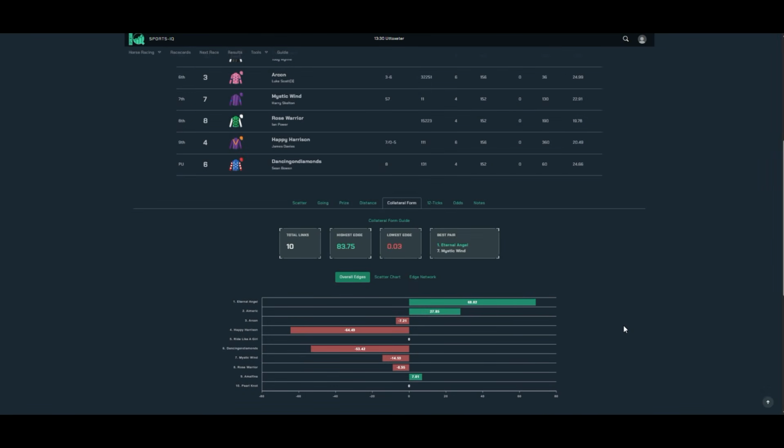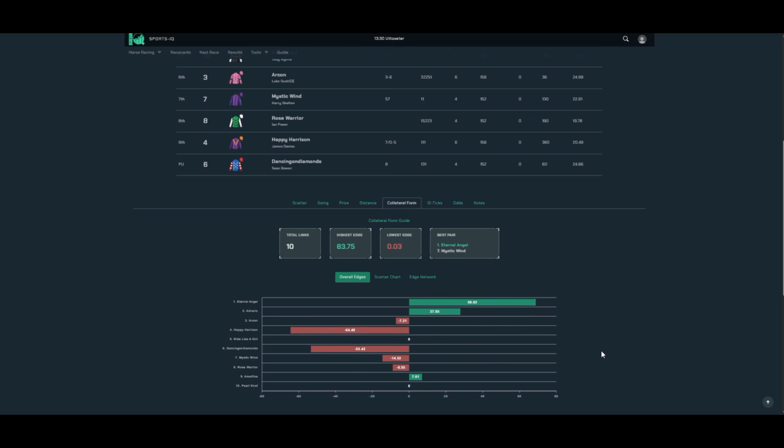Overall edge, this is where I start. Every horse has been condensed into a single collateral edge score. Green tells us that the horse has come out ahead of the field overall, while red suggests the opposite. Immediately one horse jumps off the screen, Eternal Angel. A massive 68.82 plus puts him comfortably clear of the rest of the field. That's not just the highest rating, it's nearly 40 points clear of the second best horse, Amharic, on 27.85.